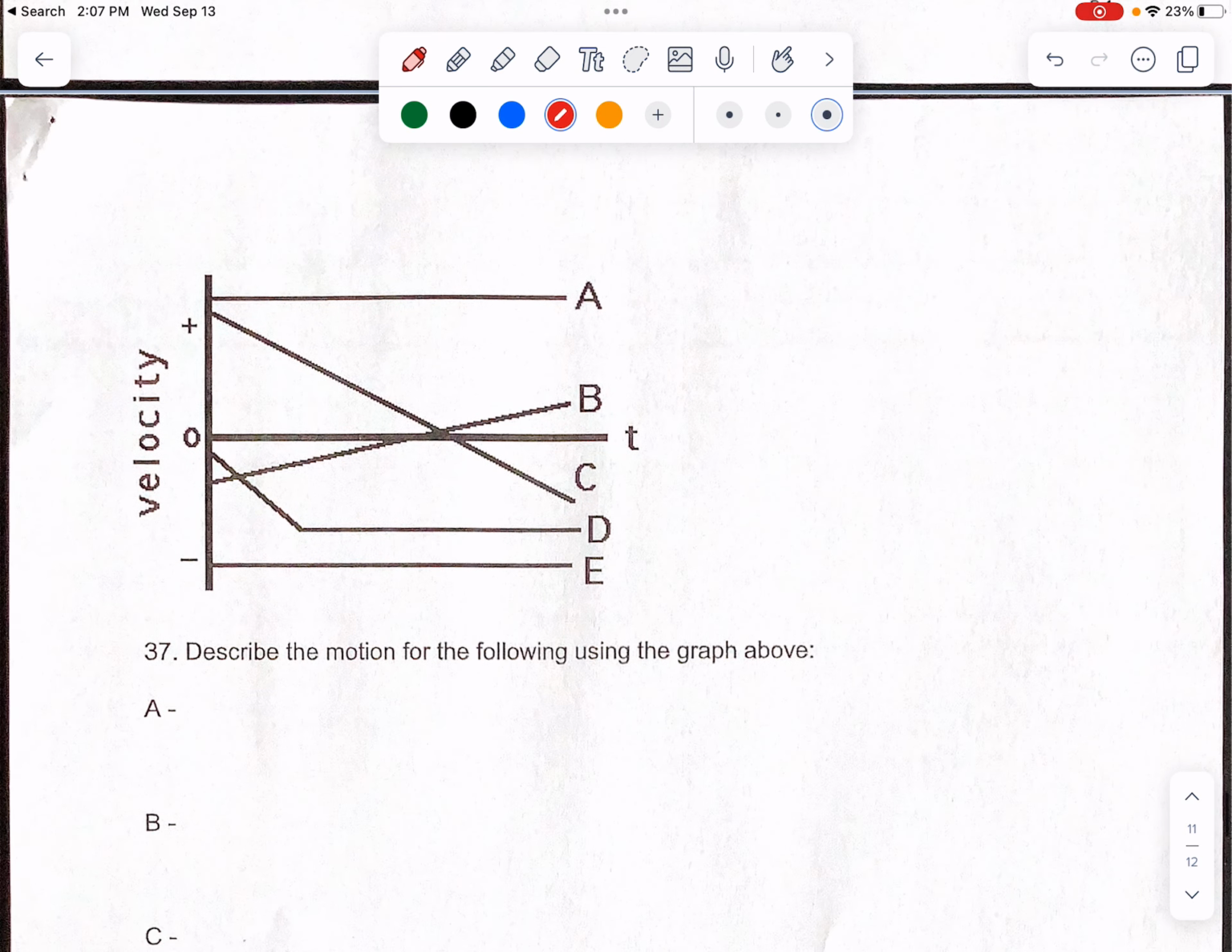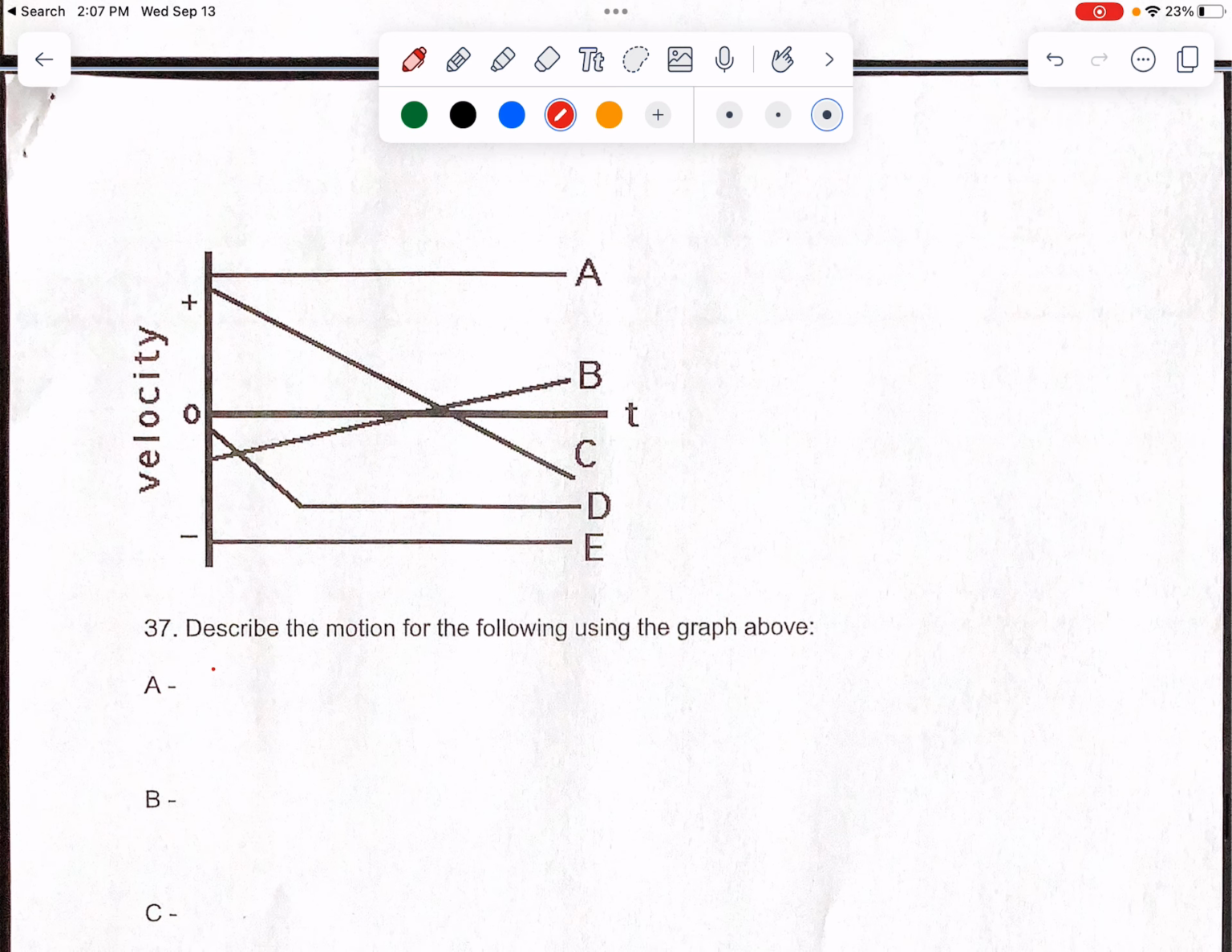All right, almost done. So describe what's going on here. A is going to be a constant velocity forward. Again, remember, anything above the x-axis is forward. Anything below is backwards. A flat line doesn't mean you're not moving. It means you're just going constant velocity. So that's the only thing happening in A. It's just constant velocity forward.